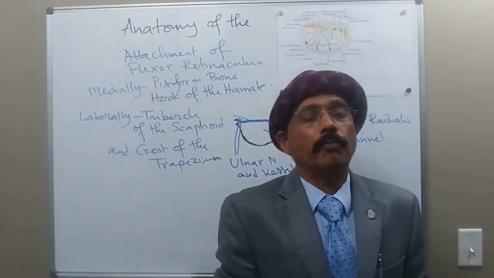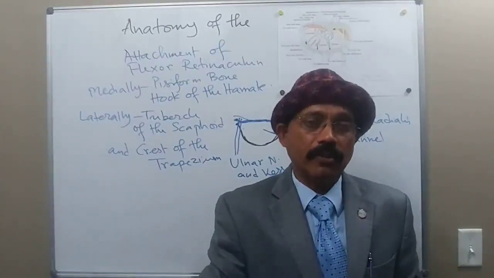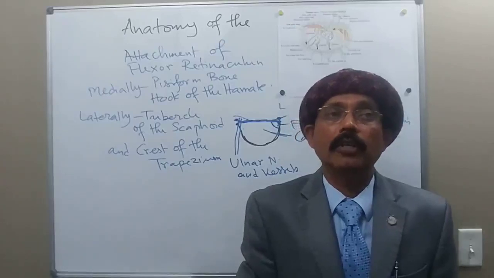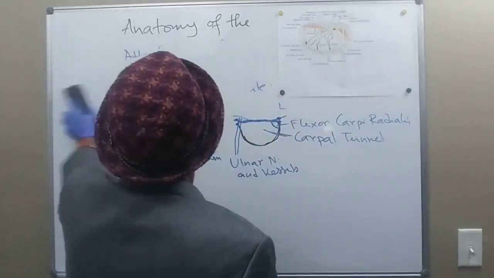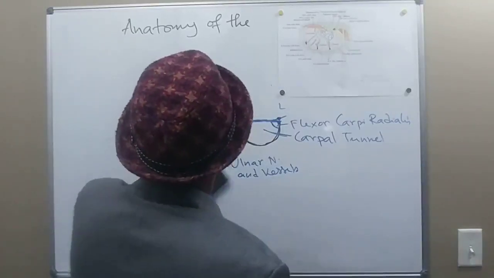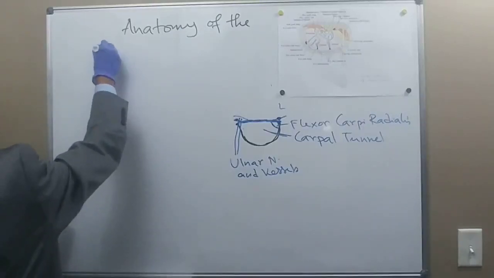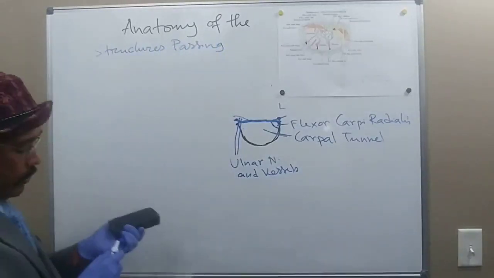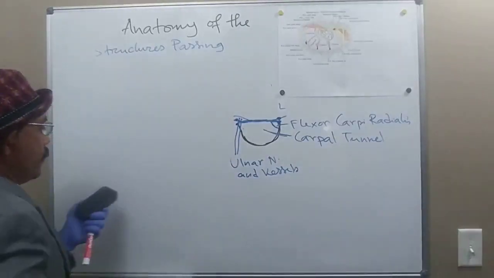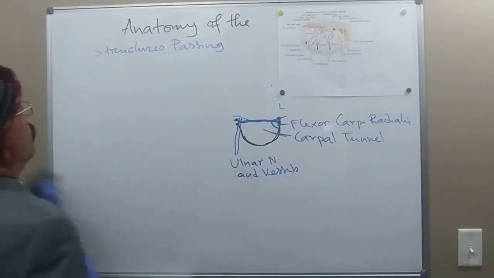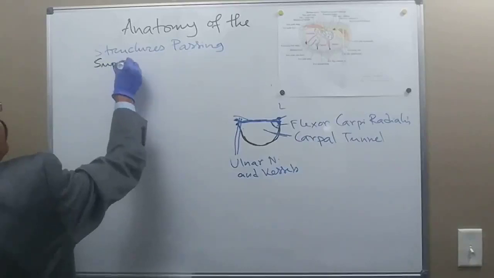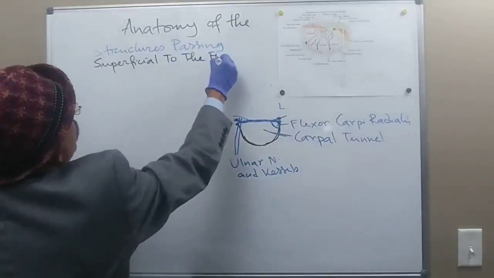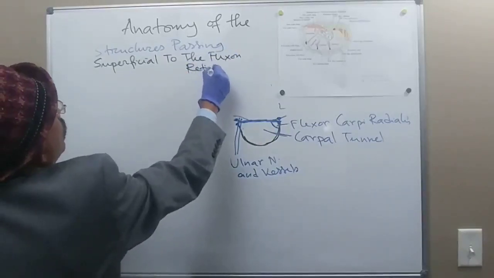Now some structures pass over the flexor retinaculum, and some structures pass through the carpal tunnel. What structures pass superficial to the flexor retinaculum? You have to know that part. Structures passing superficial to the flexor retinaculum. What are those structures?